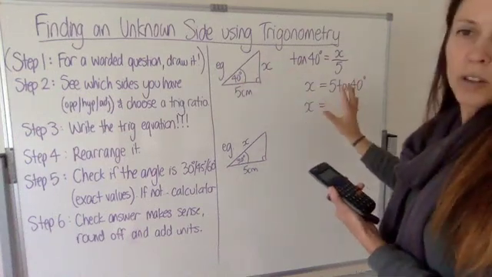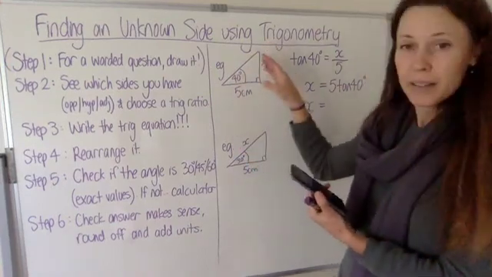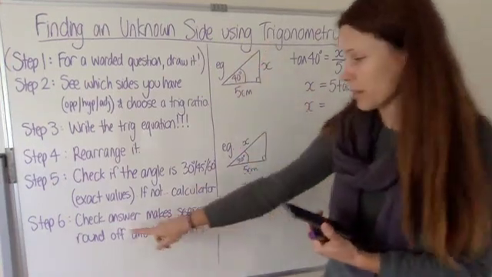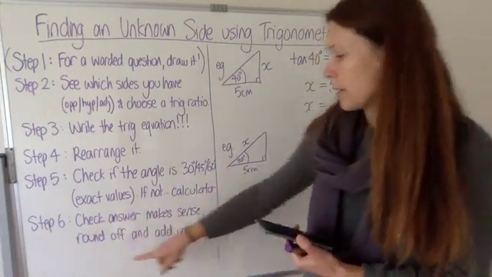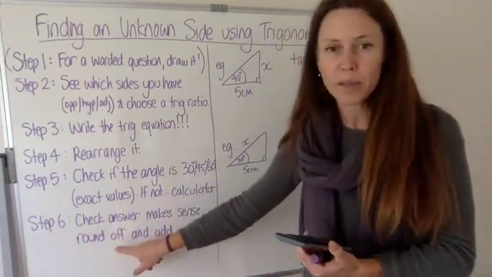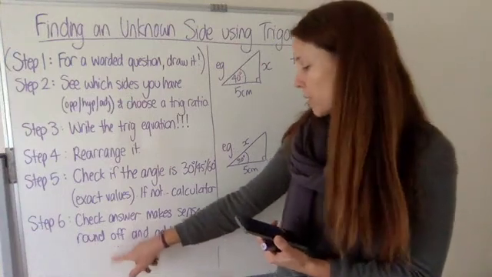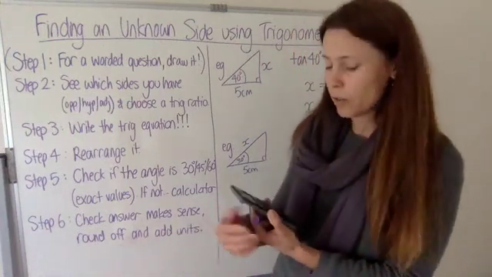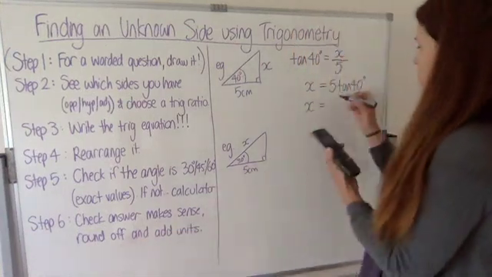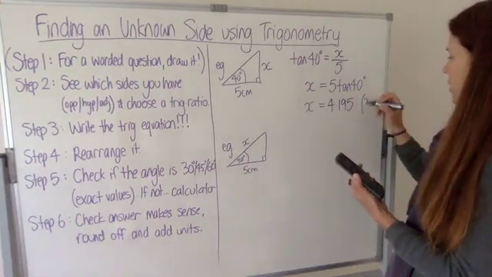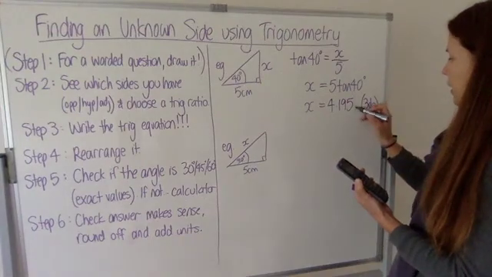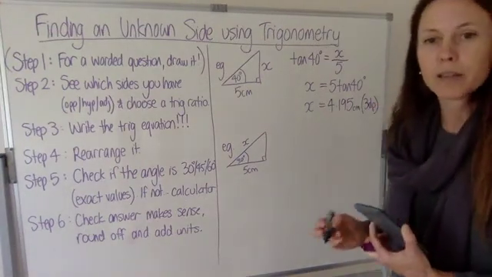Now, if you've gone wrong, you'll often go really wrong and it won't make sense at all and you'll find your mistake by doing this. So this is probably the most important step of the lot. Check your answer makes sense. Now you need to round it off. If you haven't been told what to round it off to, choose something sensible and then add your units. So here I have 4.195. I'm going to say to 3 decimal places, and I'm going to say that those are centimetres.